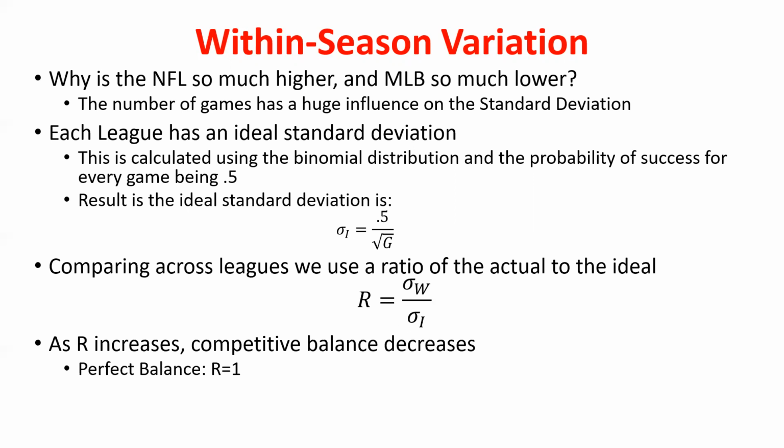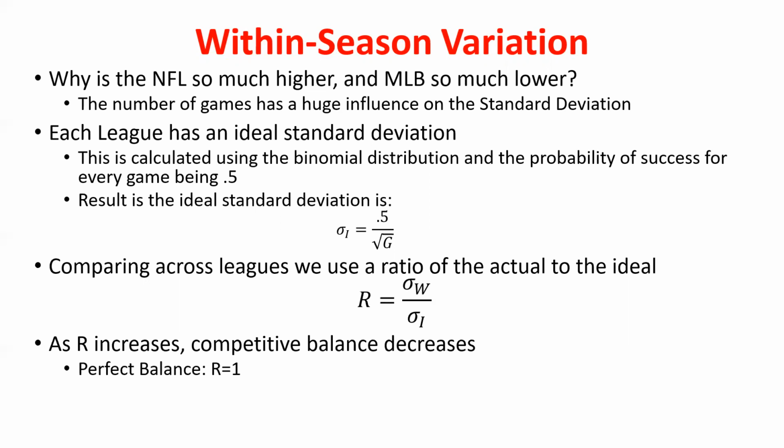And so generally this will be above 1 because the actual standard deviation is going to be higher than the ideal standard deviation, right? Ideal standard deviation being if it was a perfectly competitive or a perfectly balanced league, right? So perfectly balanced, that ratio would be 1. Anything that's more imbalanced, it's just going to increase larger and larger and larger. Okay.